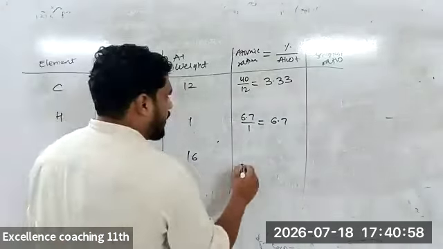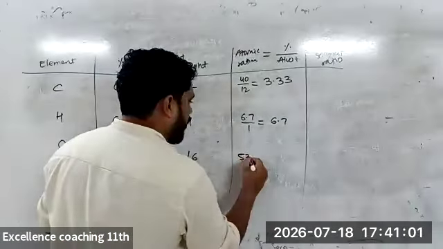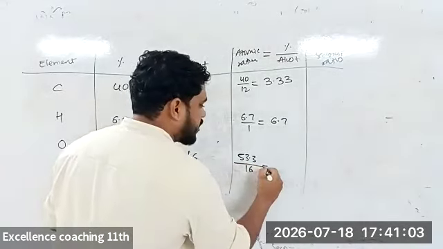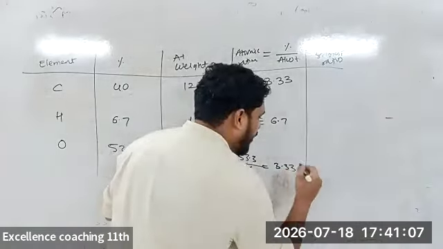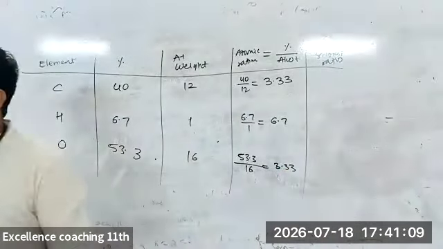And this will come to 53.3 divided by 16. I have the answer with me. I will write here, it is also coming around 3.33. After the decimal, 2 digits.